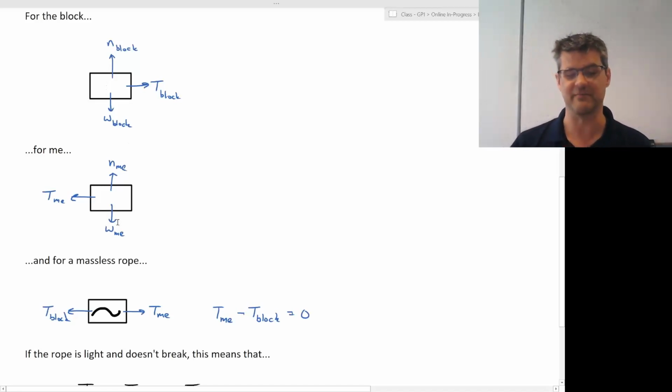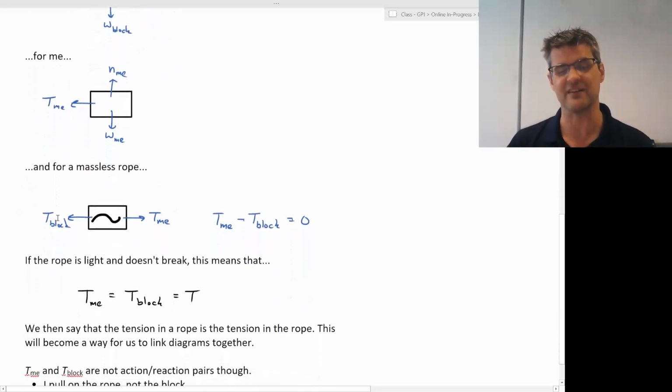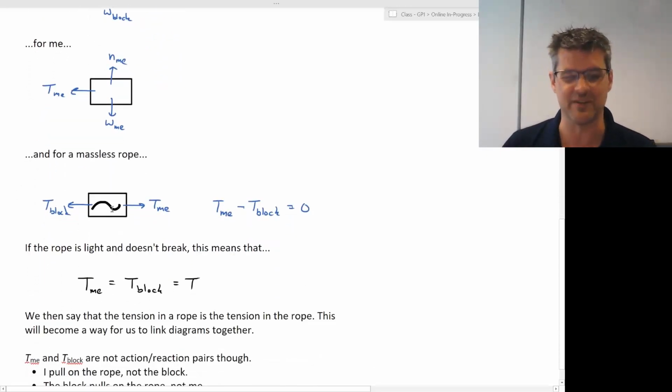But because I have mass, I certainly have a weight. And I have the string tied to me as well. So there's the tension that the rope puts on me. There is the tension that the rope puts on the block. But it turns out that those two tensions are described differently. And that's because the last object in this diagram is the rope.